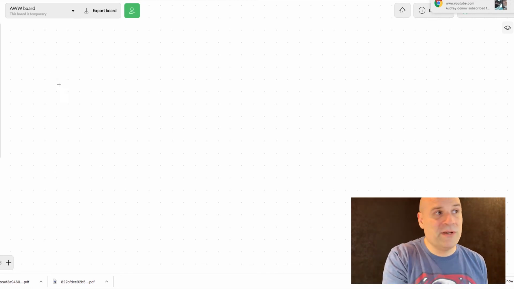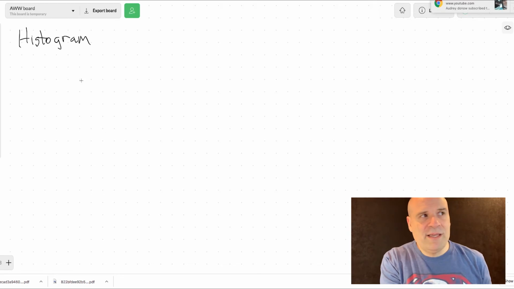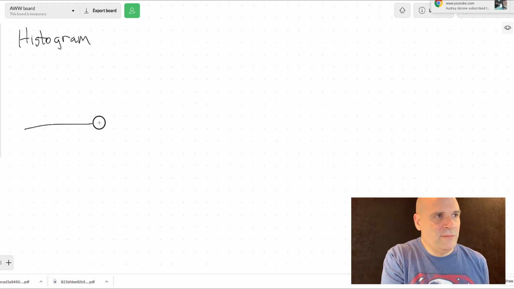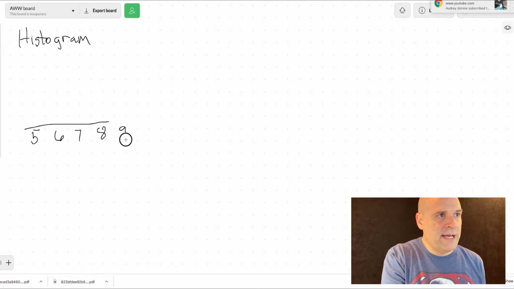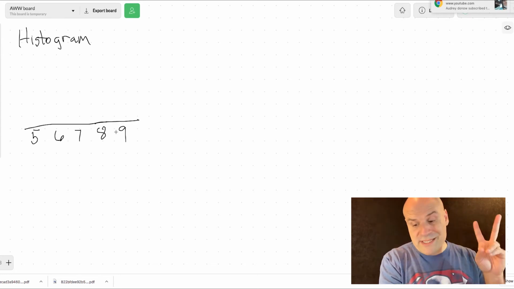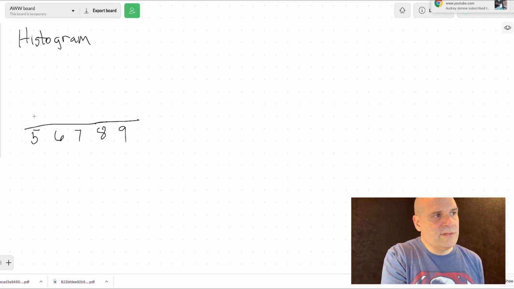This is what a histogram looks like. Instead of a stem and leaf on the top, you're just going to have a little bar on the bottom. And here's where you put your stems. So 5, 6, 7, 8, 9, okay? So these are your stems, and then here are your leaves. So you got 6 and 8.